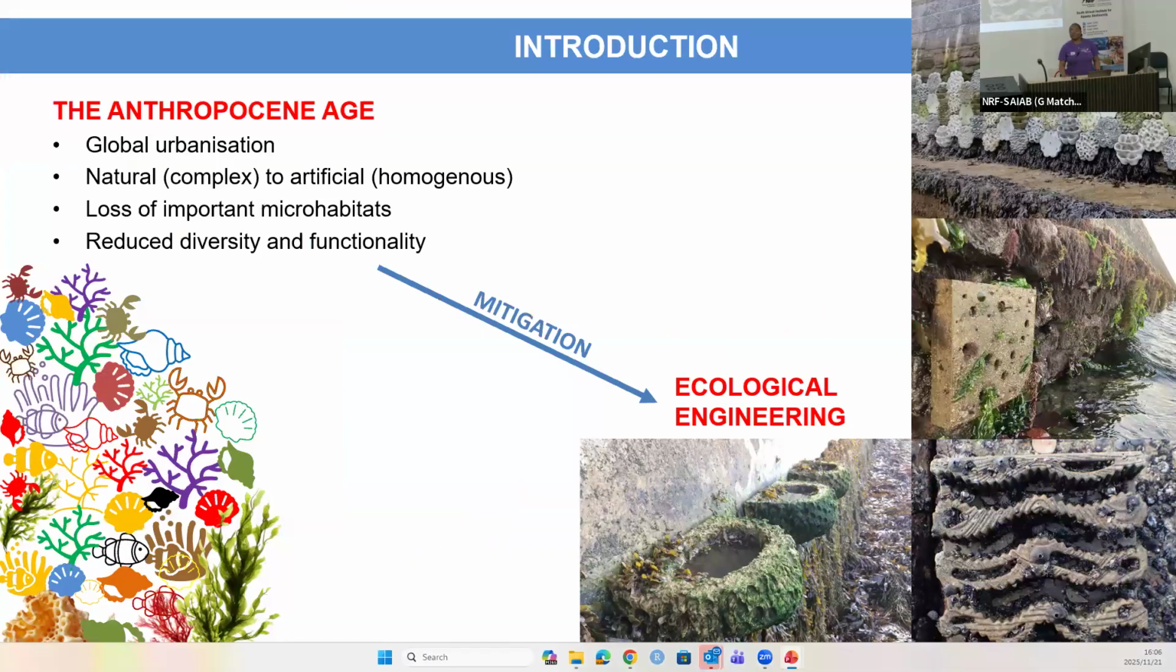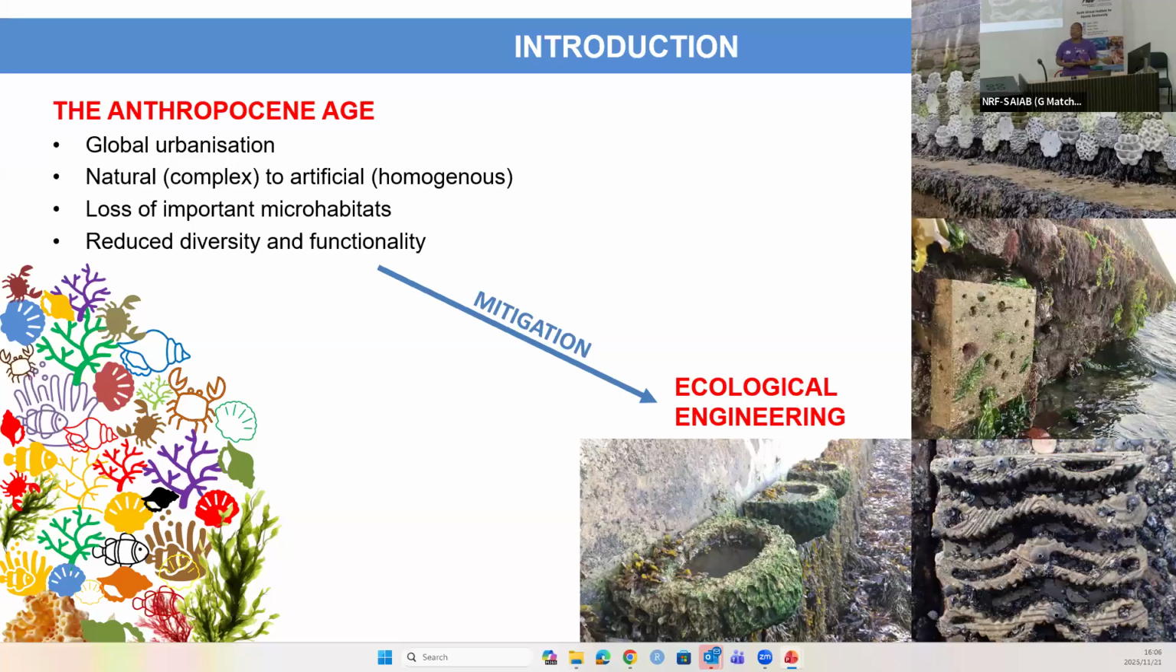Just a brief background. We live in the Anthropocene age where we're seeing our natural coastal environments being transformed into man-made artificial infrastructures which lack important microhabitats. And these microhabitats are important because they're complex in structure and they favor a number of species within the intertidal zone and coastal environments. Losing those important microhabitats means we're losing the species and the overall functionality of these ecosystems.